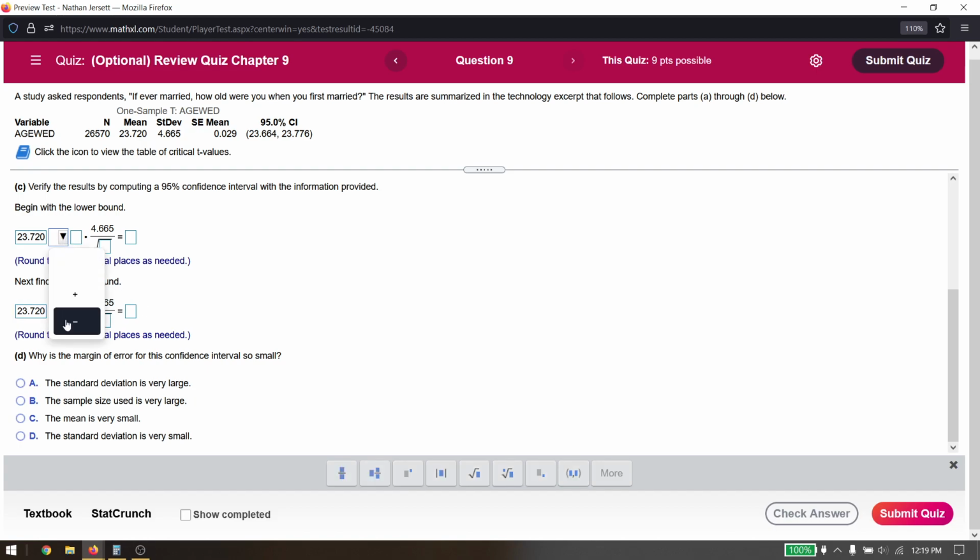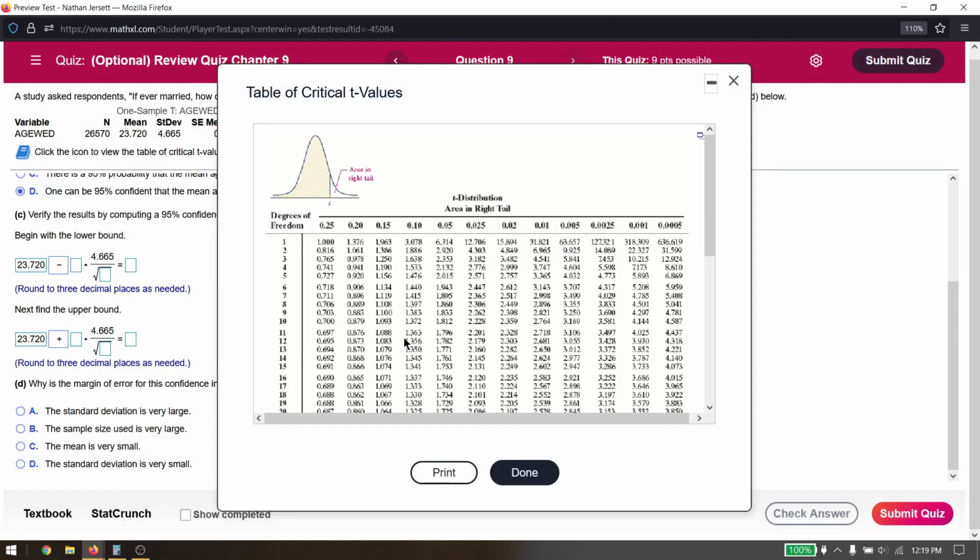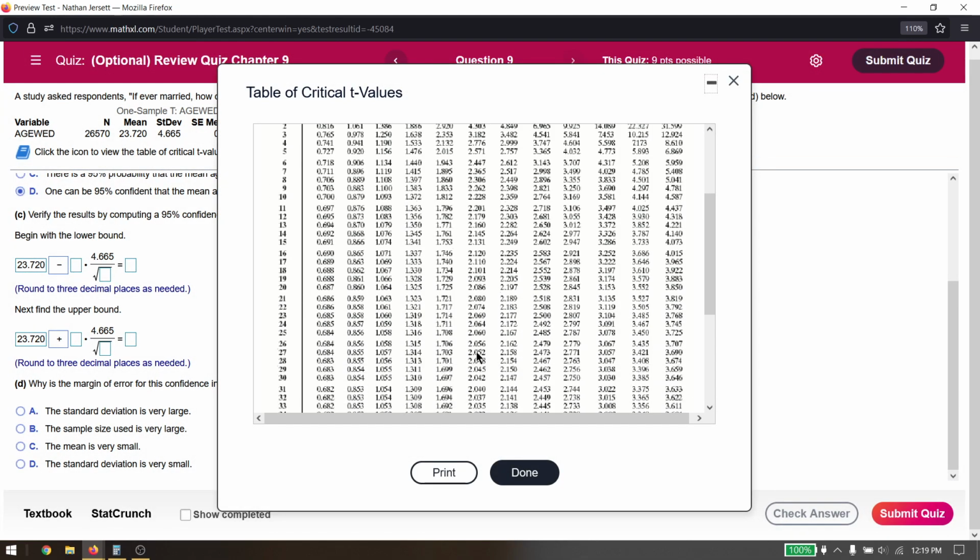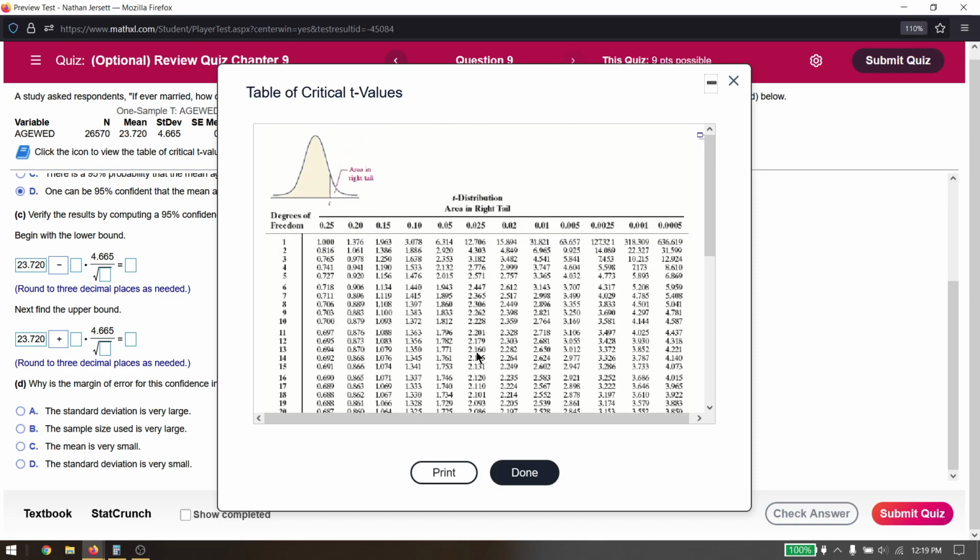For the lower bound, we're going to subtract. For the upper bound, we're going to add. And now we need to figure out what is the z, or sorry, t score, because we're looking at t values. The t value is going to be alpha over 2, so 5 divided by 2 is 2.5. First off, we need to find the degrees of freedom, which, if you look in your textbook, is n minus 1, n being the sample size.